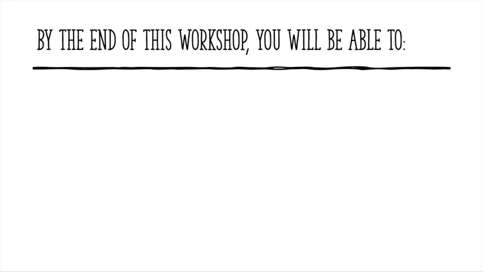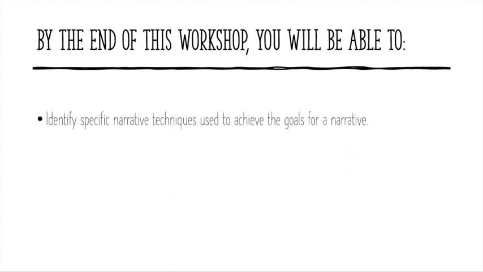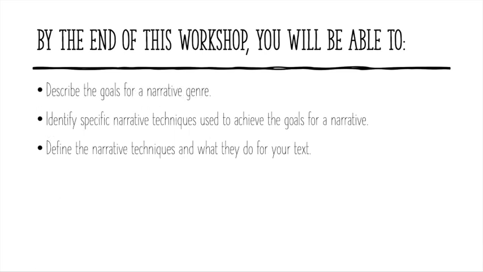So by the end of this workshop, you should be able to do a few things. First, identify the specific narrative techniques used to achieve the goals for a narrative. Define the narrative techniques and what they do for your text. Describe the goals for a narrative genre. And then apply the narrative techniques to develop draft number 2. So go ahead and stop this video and make sure that you have these goals written down in your notes somewhere. And give yourself enough room in between the goals so that you can jot down some of the notes.